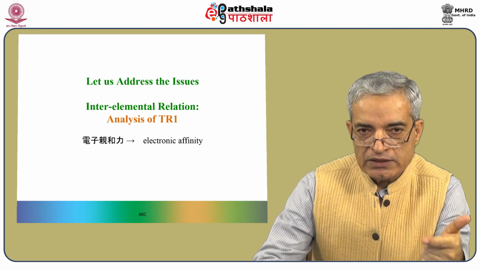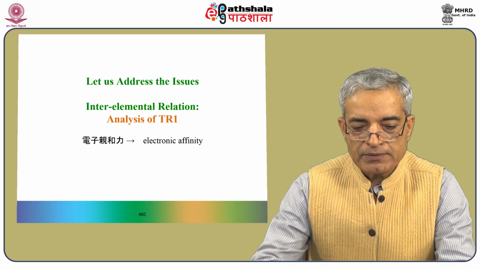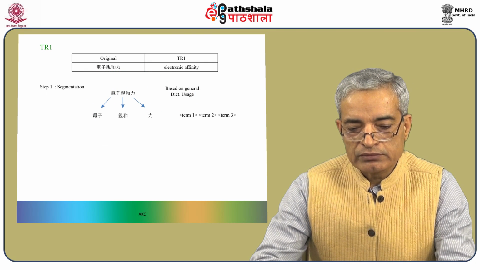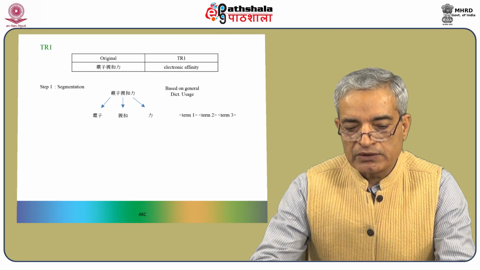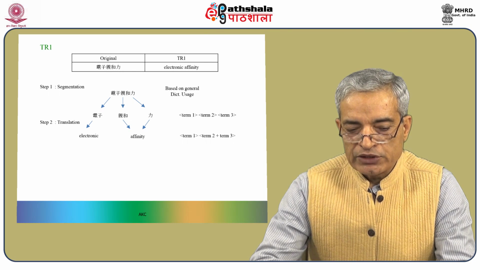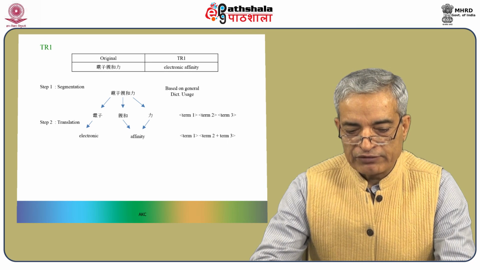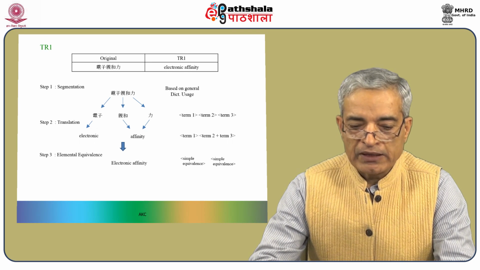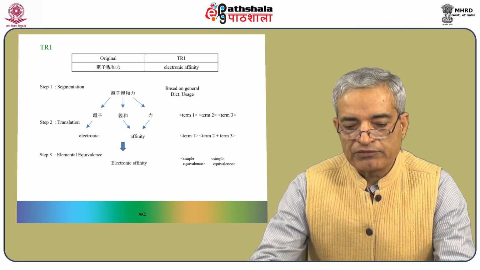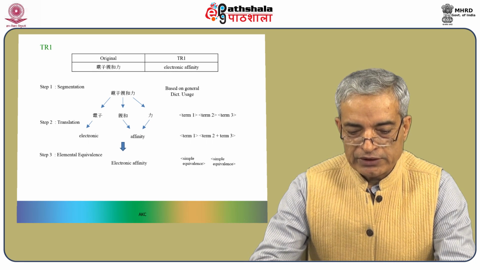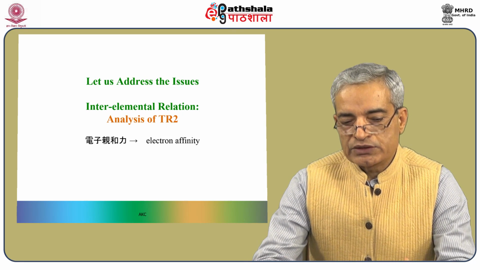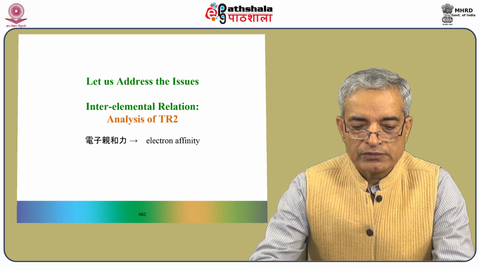Electronic affinity, let's do the analysis of this TR1 first. Denshi shinwa ryoku, the order remains term 1, term 2, term 3. Denshi is electronic and Shinwa plus Ryoku merger gives affinity. Elemental equivalence is electronic plus affinity and electronic affinity. Let us address the issues here.